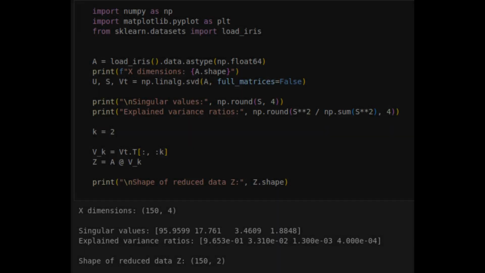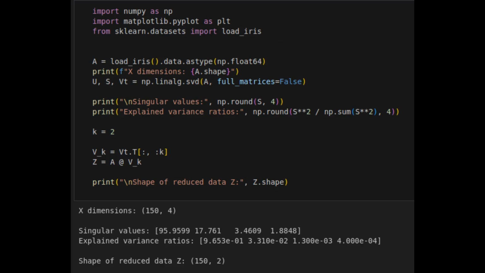So what we're going to do is load in this iris dataset. You can see from the dimensions that it's 150 rows by 4 columns. So it's 150 different iris flowers, and we've got the 4 columns: petal length, petal width, sepal width. And we're just going to do a simple singular value decomposition on it.